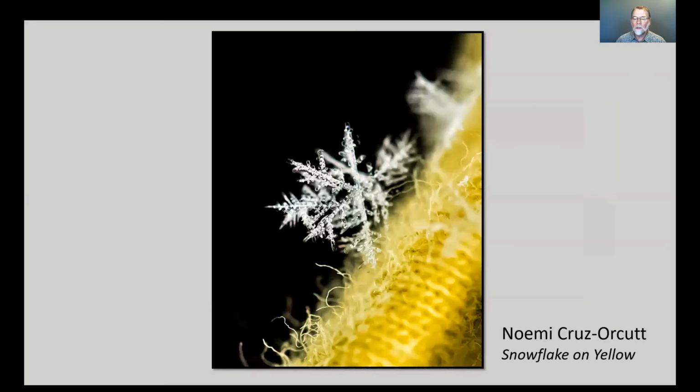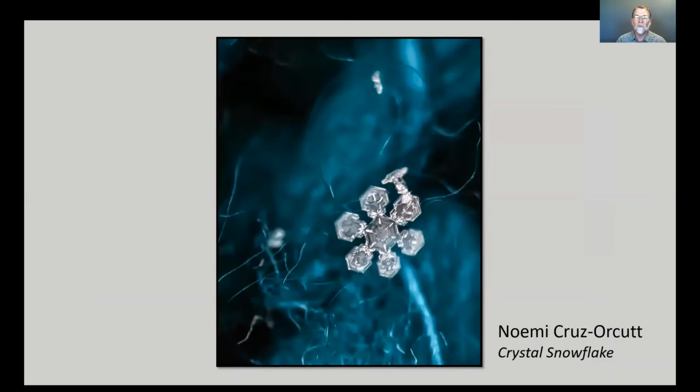Noemi Cruz Orcutt. Look at this. This is a snowflake, a single snowflake on a piece of fabric. And just wonderful close-up work here. She's been doing some really neat macro photography. Here's another snowflake, a different kind. It's a crystal snowflake, it says.